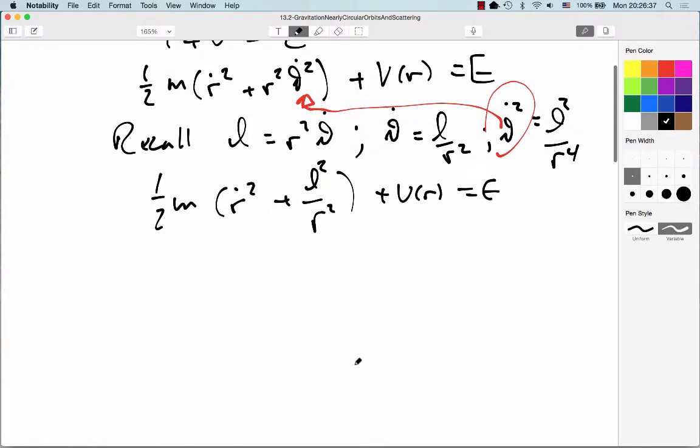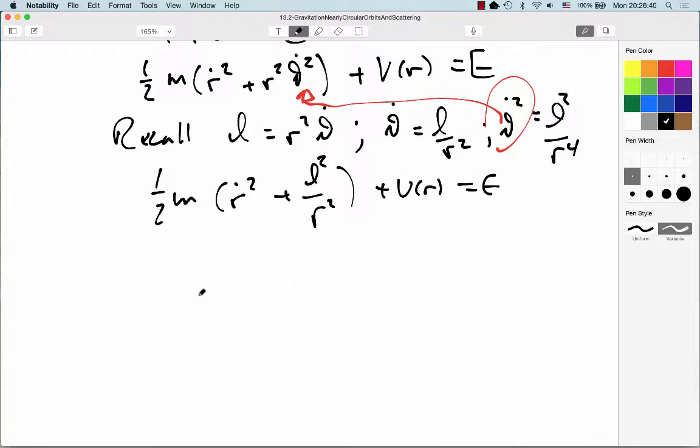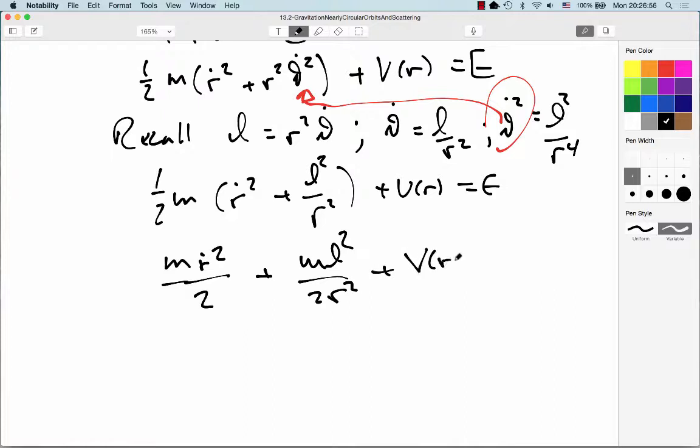Okay, let's distribute the 1/2 and the m through. So we'll have m r dot squared over 2 plus m L squared over 2 r squared plus V of r equals E. Okay, now let's look specifically at this term right here.